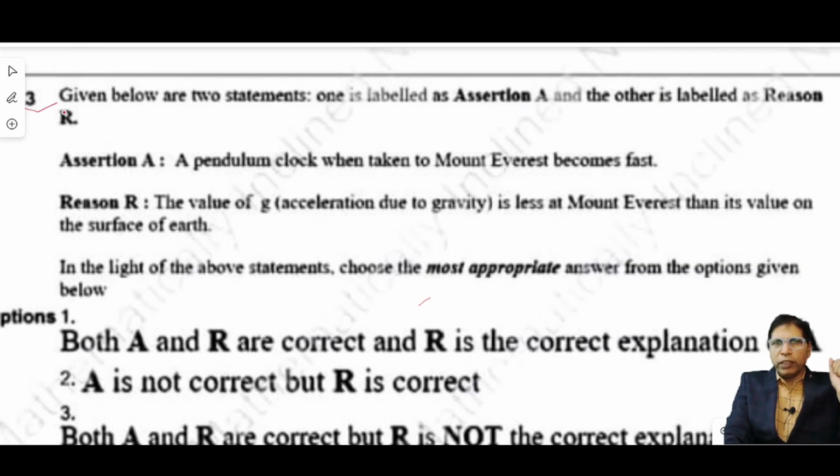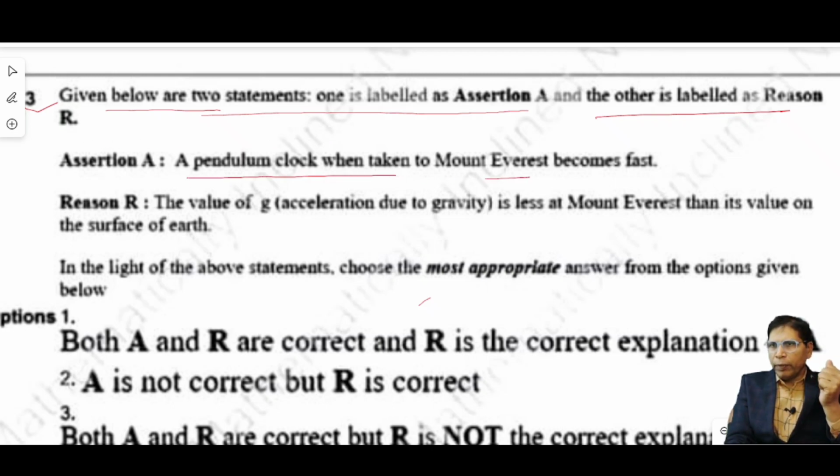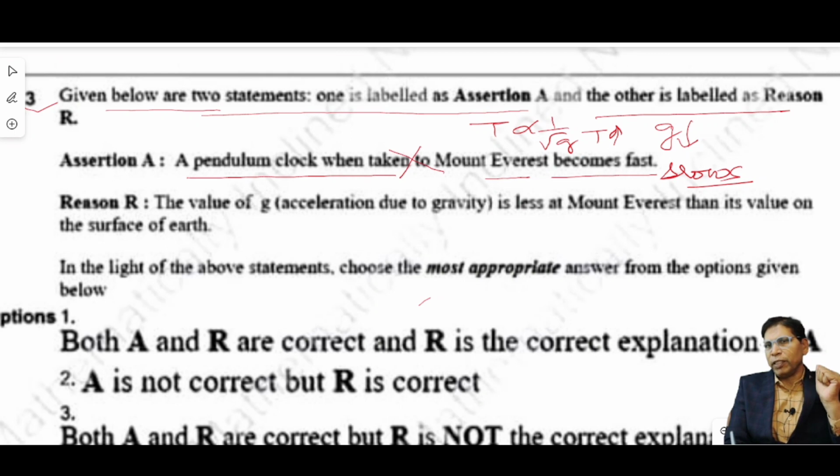Okay. Question number 3. The given below are two statements, one labeled as assertion A and the other labeled as reason R. Look at this. A pendulum clock, when taken to Mount Everest, becomes fast. Now, at Mount Everest, g is less than g at the plane. So, T is proportional to 1 by root under g. Therefore, T increases. As T increases, the clock slows down. Okay. So, this is an incorrect statement.